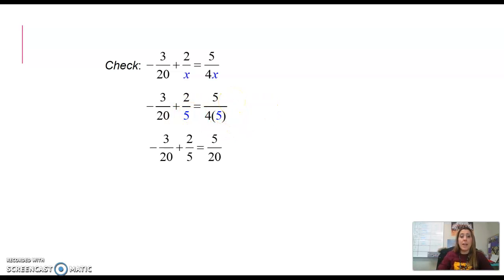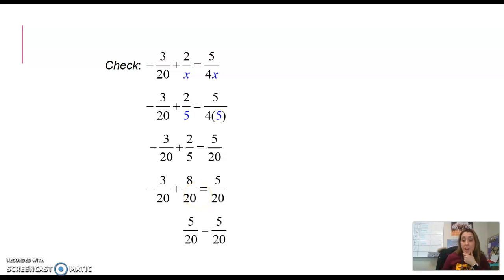So I'm going to do that, and I end up with negative 3 over 20 plus 2/5 equals 5/20. So when we add and subtract fractions, we have to have a common denominator. 20 is in 2 of those fractions, so I'm going to make sure that next one is a 20. So I multiplied this by 4, both top and bottom. So 4 times 2 is 8, 4 times 5 is 20. And I end up with negative 3 plus 8 is 5 over 20. So 5/20 equals 5/20. Is that correct?